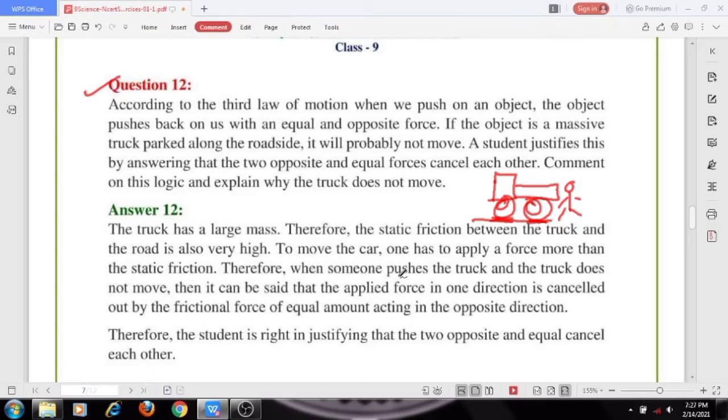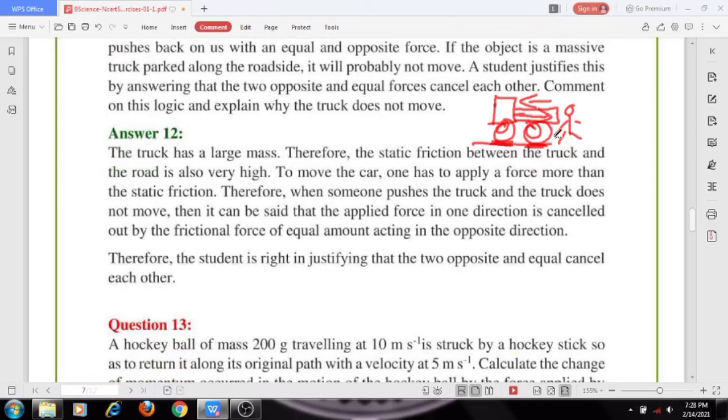Therefore, when someone pushes the truck and the truck does not move, it can be said that the applied force in one direction is cancelled out by which force? The frictional force of equal amount acting in the opposite direction. So if you are applying the force in this direction, the road exerts a friction in the opposite direction. Therefore the student is right in justifying that the two opposite and equal forces cancel each other. For that reason, the truck is not moving. Is this clear? So now we will move to question number 13.